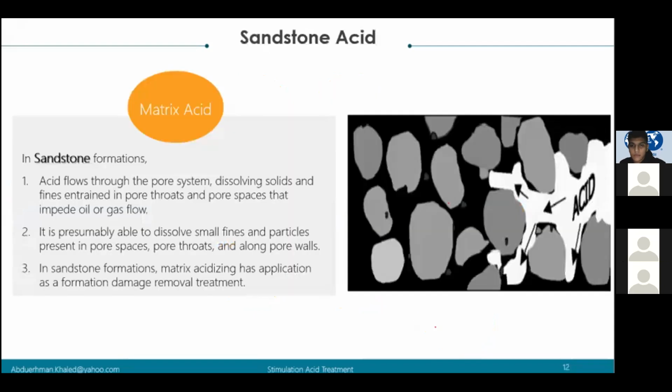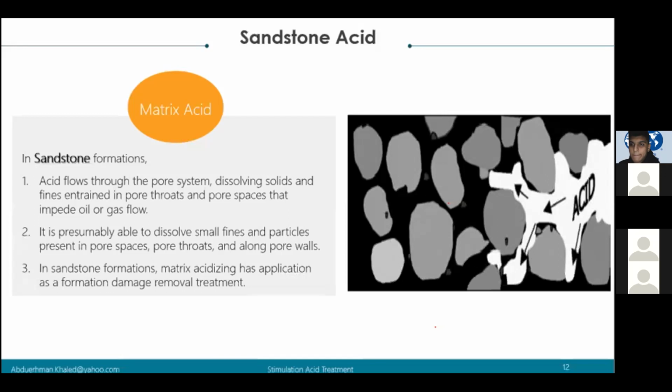Okay, so let's see how it looks in sandstone. In sandstone acidizing, you really want to dissolve some of the damage, whatever damage has been created, either by drilling fluids, or by being produced, or any sort of chemical reactions. So you need to get rid of all this damage.